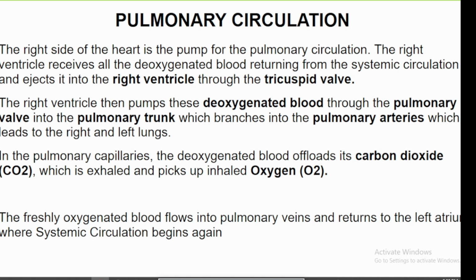Sorry guys, it is rather supposed to be the right atrium. All right, so this is not supposed to be ventricle. So the right atrium receives all the deoxygenated blood returning from the systemic circulation, and ejects it into the right ventricle through the tricuspid valve. And we said that the tricuspid valve is also known as the right atrioventricular valve, because it is located on the right side.